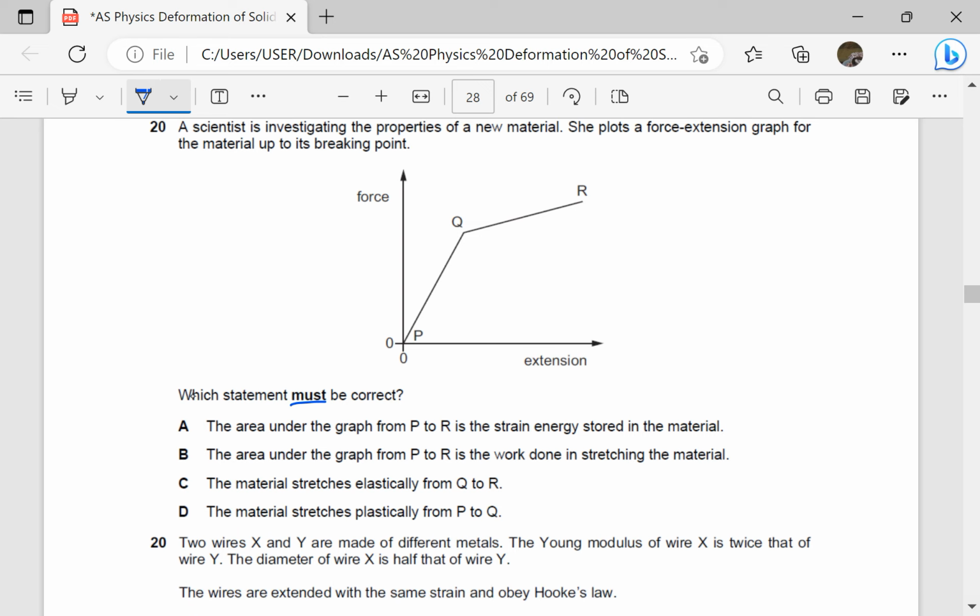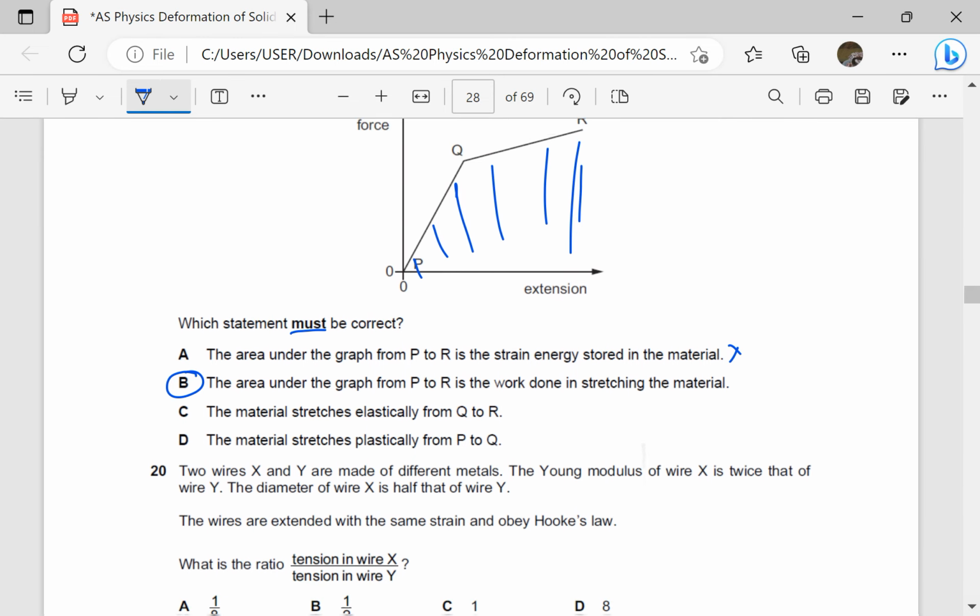The area under the graph from P to R is the strain energy stored. That is not true. Strain energy would only stop at the point where we have the elastic limit. The area under the graph from P to R is the work done in stretching the material. That would be correct. The total area under the graph from P to R is the total work done in stretching the material up to the breaking point. So that one is correct.